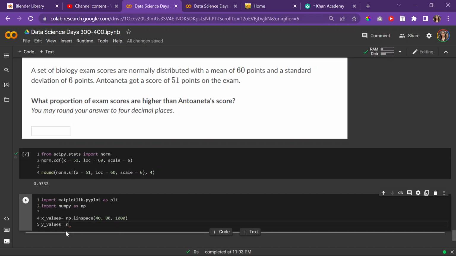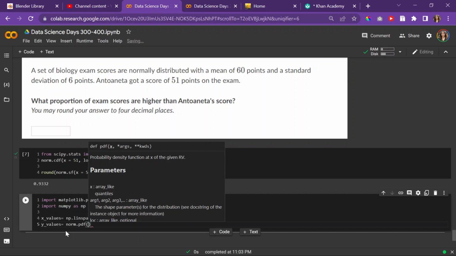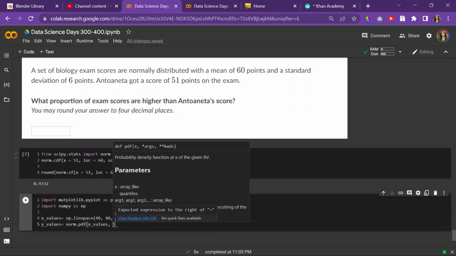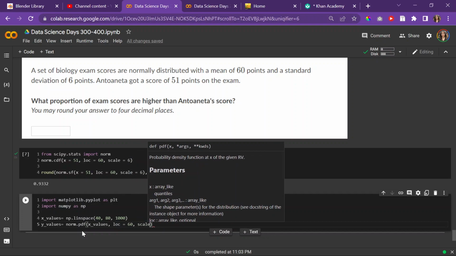And then the y values are going to be norm.pdf, right? Probability density function. That's the basic density function at a certain point. The values that go in here are my x values, because I'm trying to find the probability density function of all of the x values. That's going to be my y values. And then the loc is, again, 60, and the scale is 6.